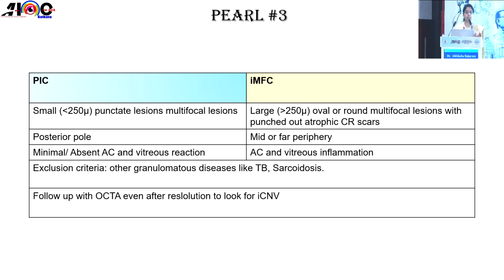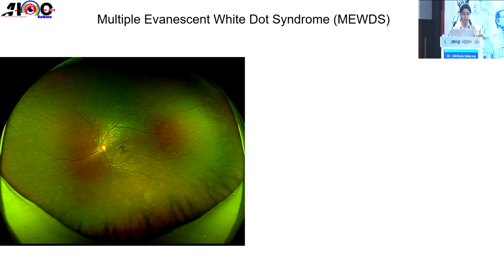So the third pearl is punctate inner choroidopathy. Lesions are small, mostly in the posterior pole and without vitritis, whereas in multifocal choroiditis, lesions are large, extend up to the mid-periphery, and there is vitreous inflammation. These are diagnoses of exclusion, and follow-up with OCTA is necessary to look for inflammatory CNVM.